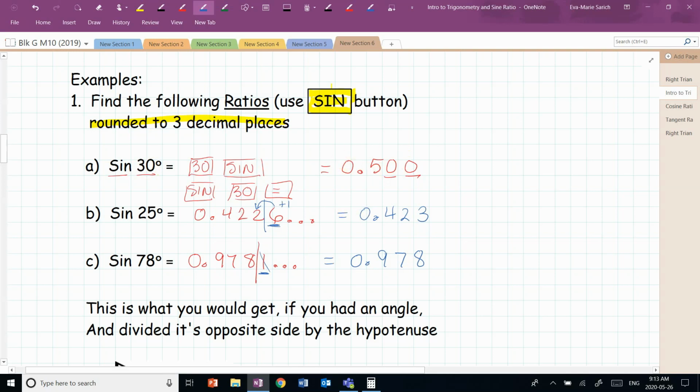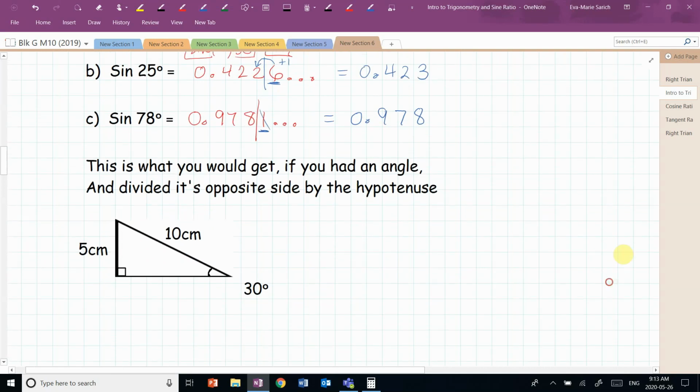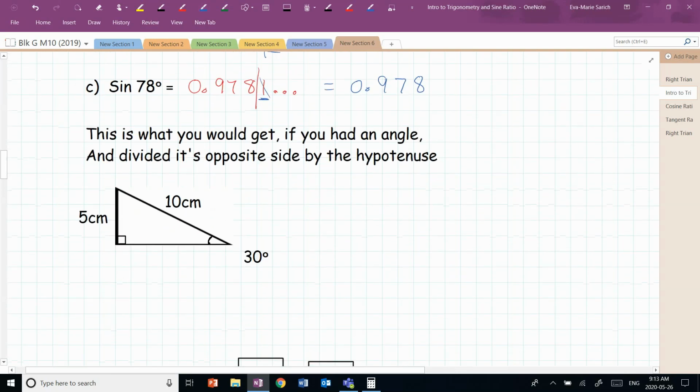So it would be like, the opposite is 2 and the hypotenuse is going to be 4. If the opposite is 4, the hypotenuse is going to be 8. Any of those numbers divided is always going to give us 0.5 on a 30-degree angle. Okay, so here's what that example would look like. This is what you would get if you had an angle and you divided its opposite side by its hypotenuse. So this is a 30-degree angle, okay?